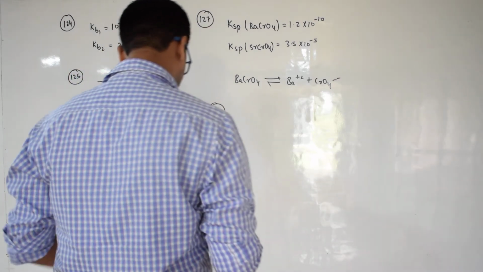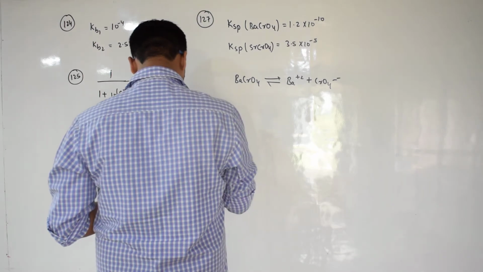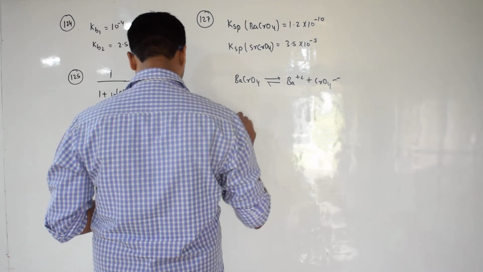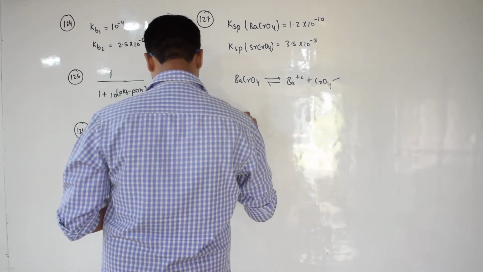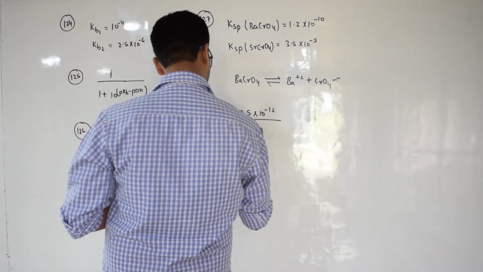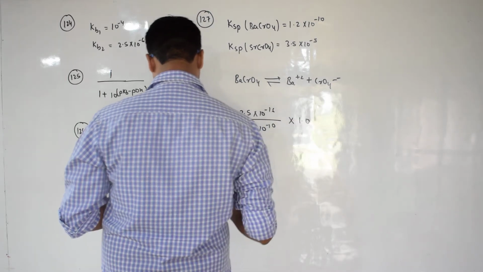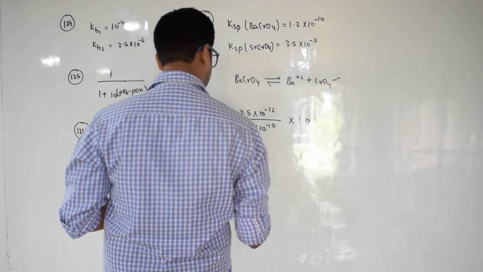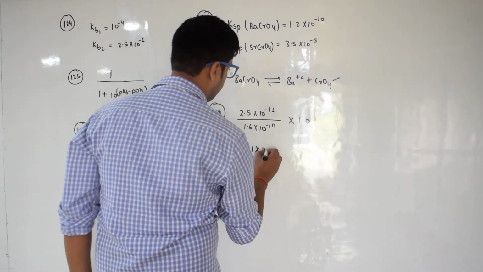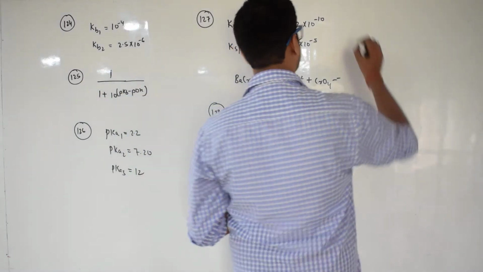The simultaneous solubility of AgCN and AgCl is this much. (2.5 into 10 raised power minus 16 upon 1.6 into 10 raised power minus 10 multiplied by 0.1). That will be equal to near about 1 into 10 raised power minus 6. Next is question number 129.